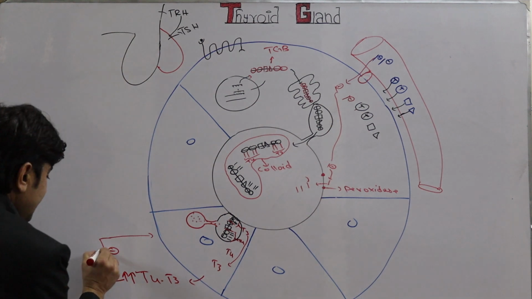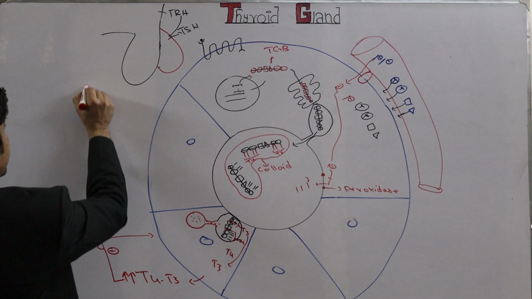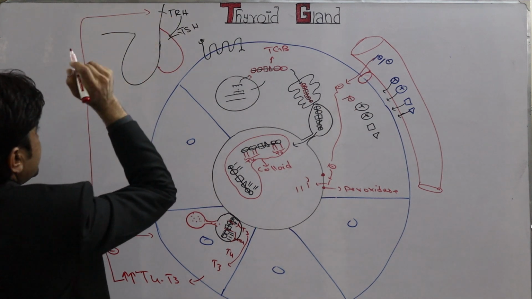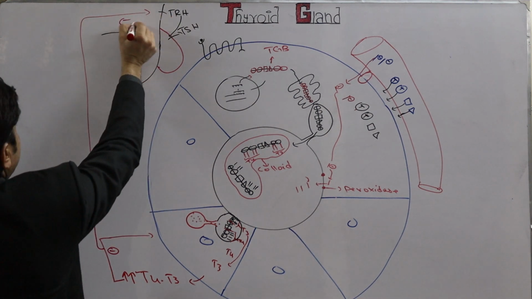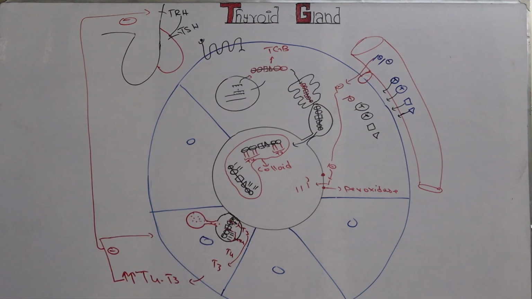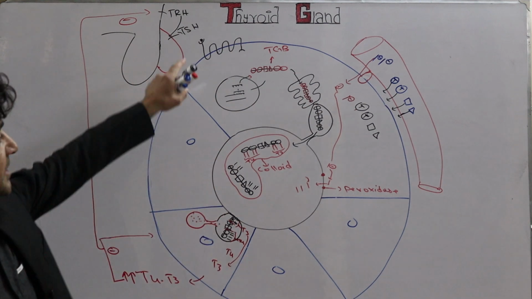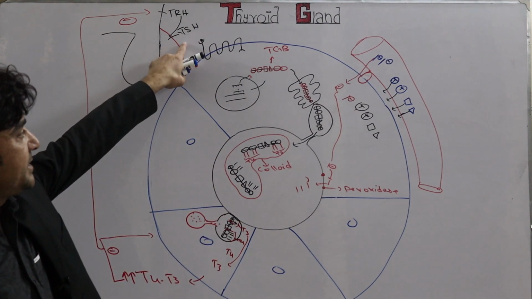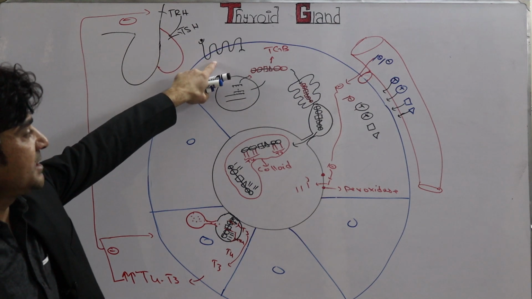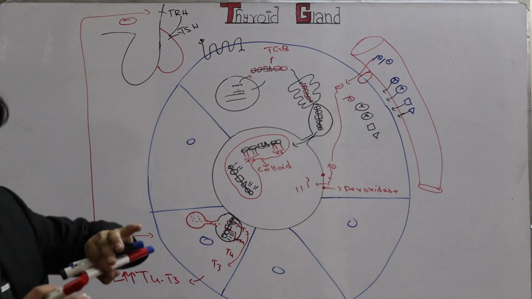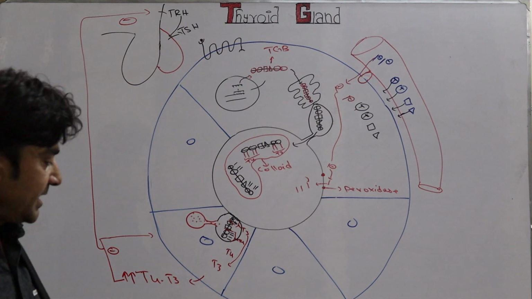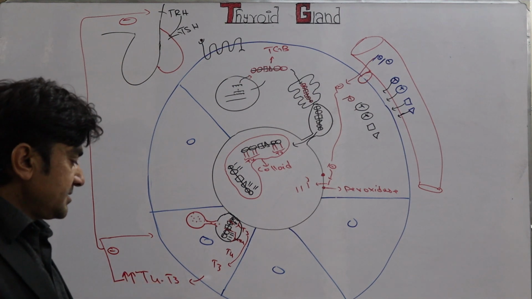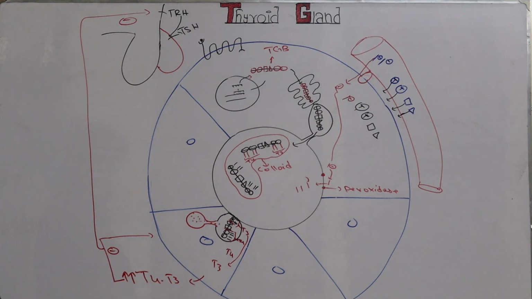So it also has a negative feedback effect on the TRH producing cell. So it also inhibits the synthesis of TRH. So if there is no TRH, there will be no TSH. If there is no TSH, of course these receptors will not be stimulated and thyroglobulin formation will stop. And again T4 and T3 synthesis will decrease in the blood.